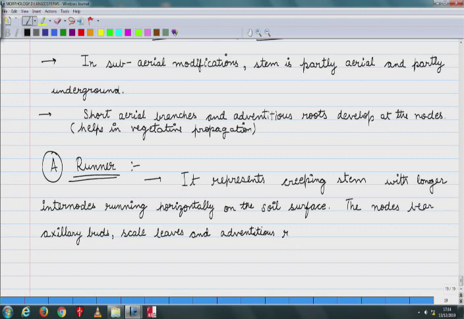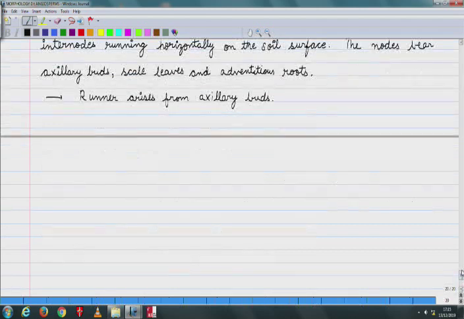And adventitious roots. The runner arises from axillary buds.